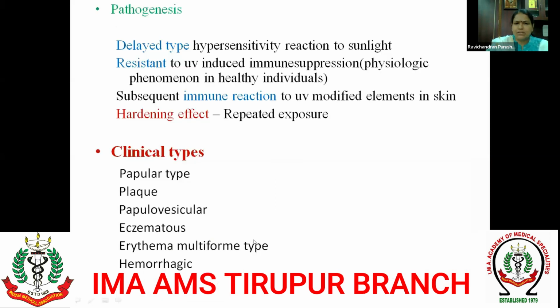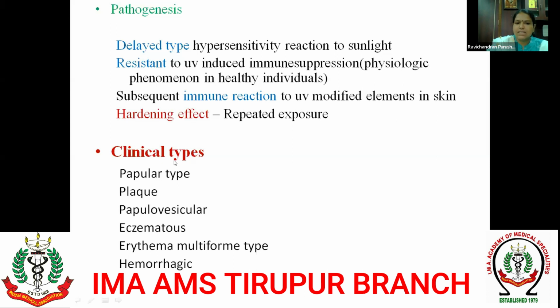Regarding the pathogenesis, when we are exposed to ultraviolet radiation, there will be immune suppression. But sometimes patients are resistant to UV-induced immunosuppression, which is a normal physiological phenomenon in a healthy individual and is missed here. Because of that, unmodified elements due to the UV radiation stimulate the immune response. The hardening effect is when a patient is continuously and frequently exposed to sunlight, they start resisting and adapting to the changes. That is the hardening effect.